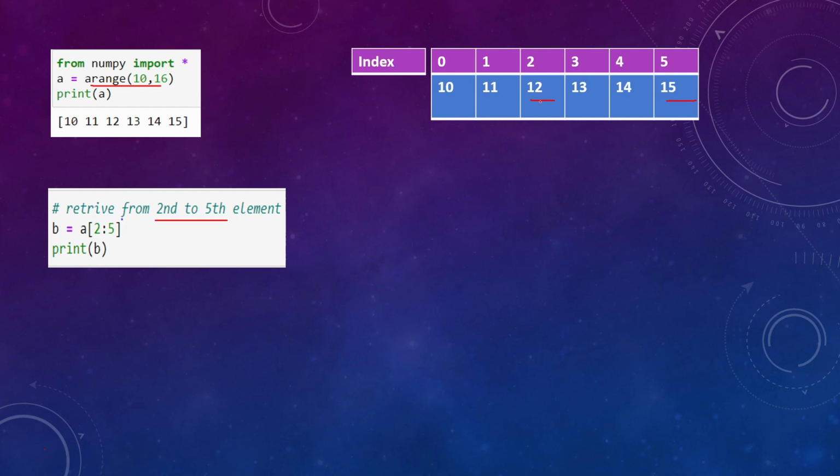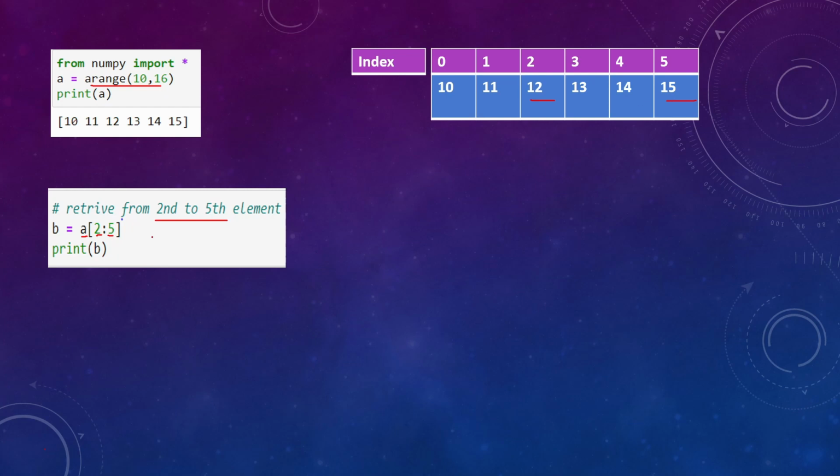Now if we want to extract all the elements from the second to the fifth element, how do we do it in slicing? What we have seen before is, first we write the array name, then the start index, then the end index, and then the step size. Here the step size is missing, so by default it is considered as 1. The start index is 2, that is it will start from 12, and the end index is 5, that is it should end at 15.